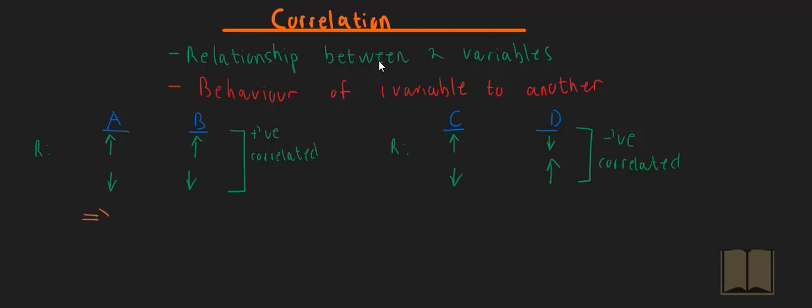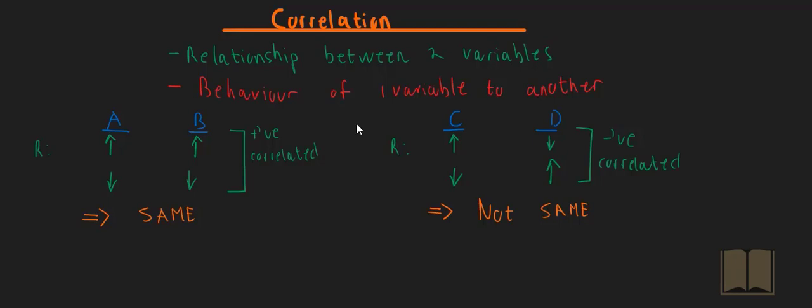A positive correlation means that the assets or the variables move in the same manner. So when one increases, the other one also increases. And when one decreases, the other one also decreases. A negative correlation means that the assets do not move in the same manner. In actual fact, they move in opposite directions.